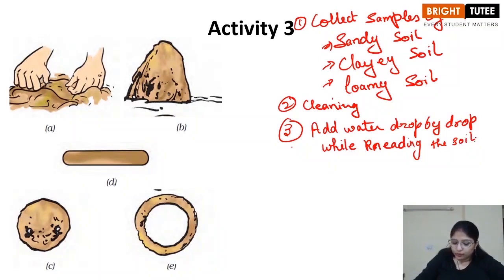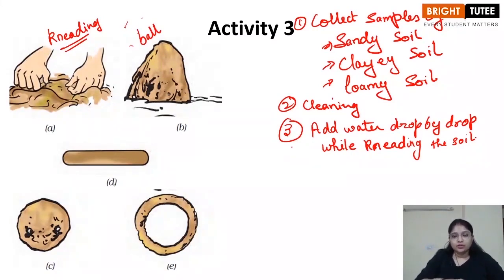Once you have made the dough, see, for example, this is what is happening. You are kneading the soil. This is the process of kneading. Then you are going to make a ball-like structure, right? So first take a sample and make a ball-like structure. Then you can take the surface of the floor and on that make the cylinder, right?